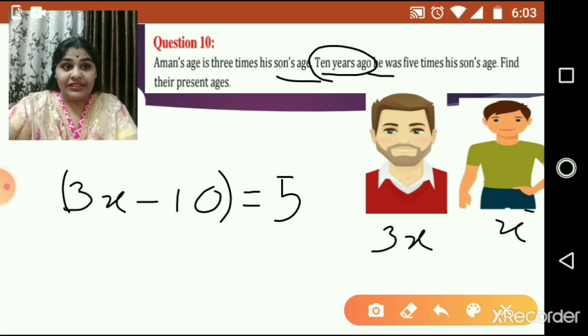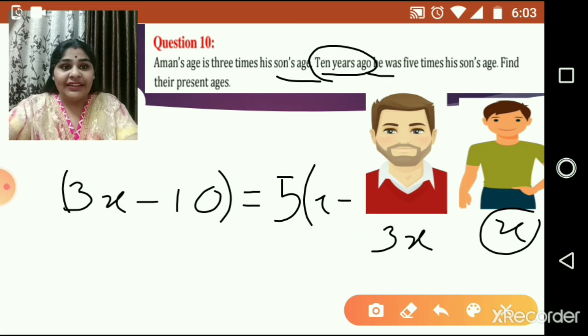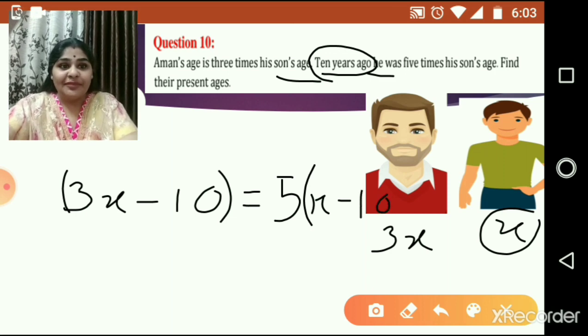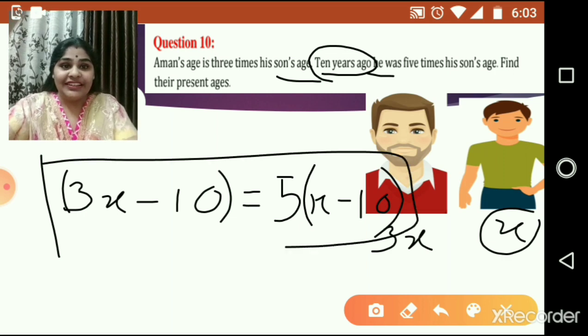Now what is son's age? x. But are we going to take x? No. Why? 10 years ago we are talking about. So ultimately father will also be 10 years less, as son will also be 10 years less. So here we will take x minus 10. I hope this equation is clear, children.